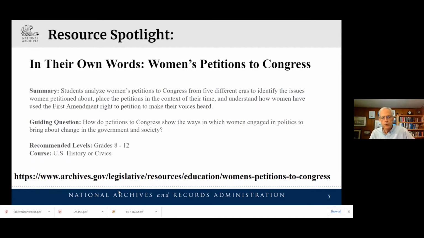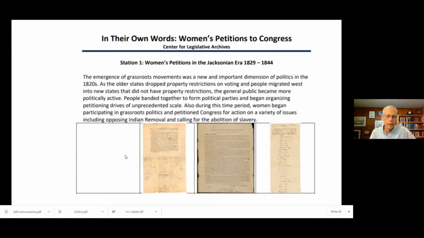And so the lesson is for grades 8 through 12, but if you're selective, you can use parts of it with younger students. You would select individual petitions for them to study, and I think it would work just fine. The way that the lesson is oriented is it considers 5 different time periods in women's political history. Each station where the students will work will be focused on the actions of women at one point in time. So it's like one generation of women.